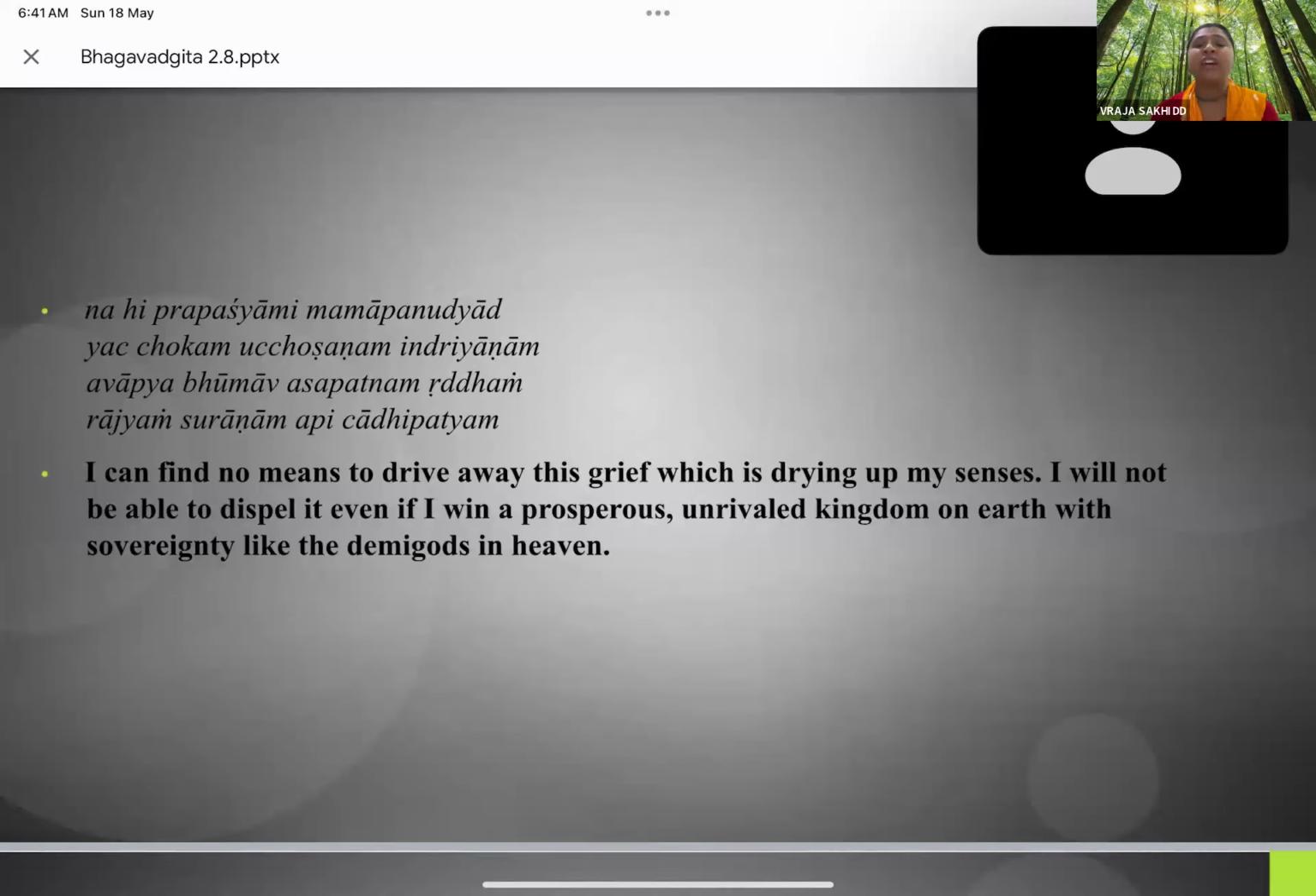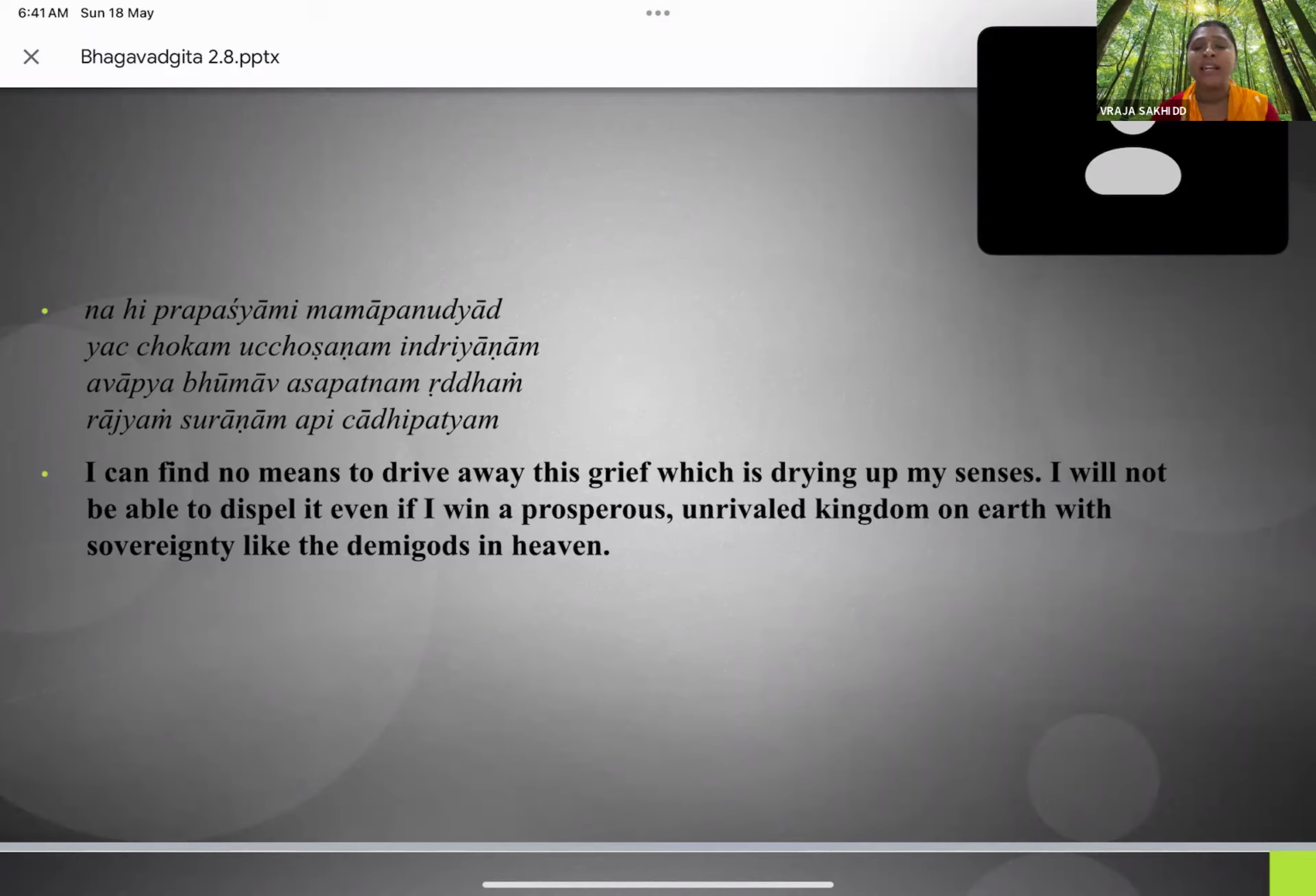He thinks, even if I win a very, very prosperous, unrivaled kingdom on the earth, because earlier there was only one rule, which is called Bharatavarsha. The entire earth was under the rule of Yudhishthira, or previously it was by the Kauravas and Pandavas. So it was Bharatavarsha, an unrivaled kingdom on the earth with sovereignty like the demigods in heaven. It was considered a very, very great and opulent kingdom.